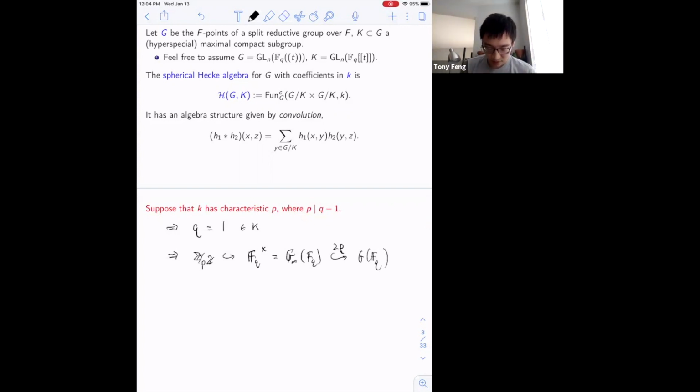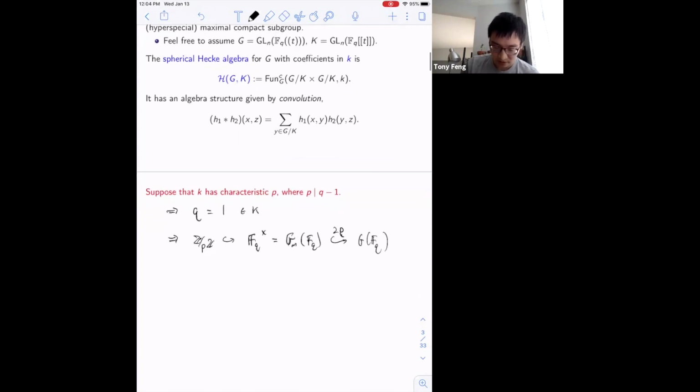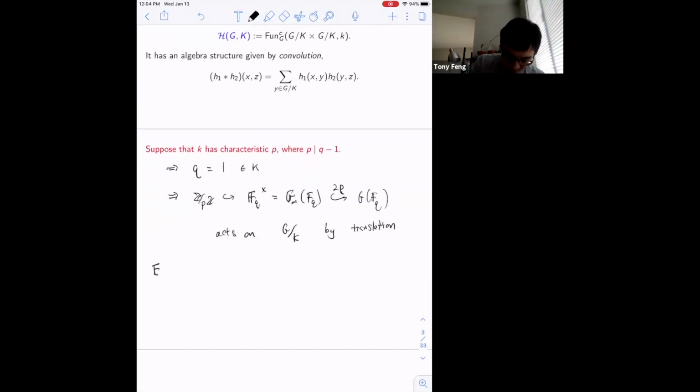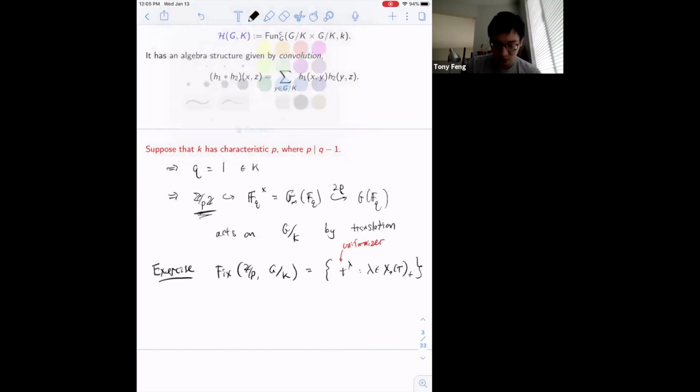I'm now thinking more about the function field setting. This thing will act on G/K by translation. It's an exercise to see that the fixed points of this Z mod P are exactly the t to the lambdas for lambda a dominant cocharacter, where t is the uniformizer. In the equal characteristic setting it's the thing which was called t before, and otherwise it's some kind of power of p.